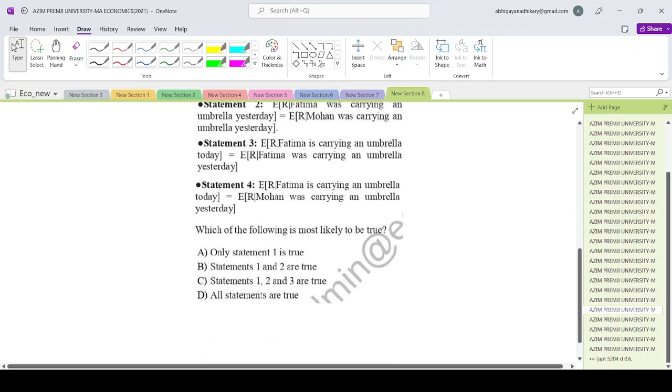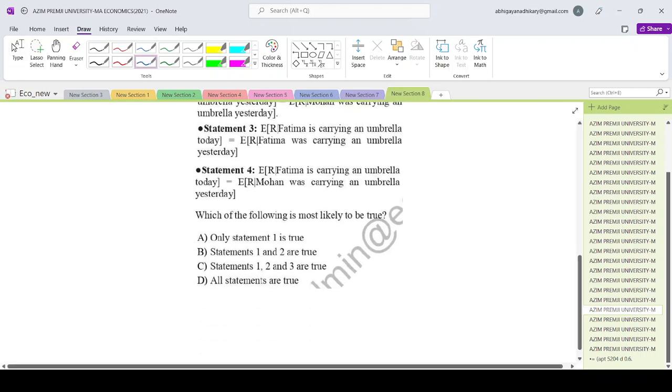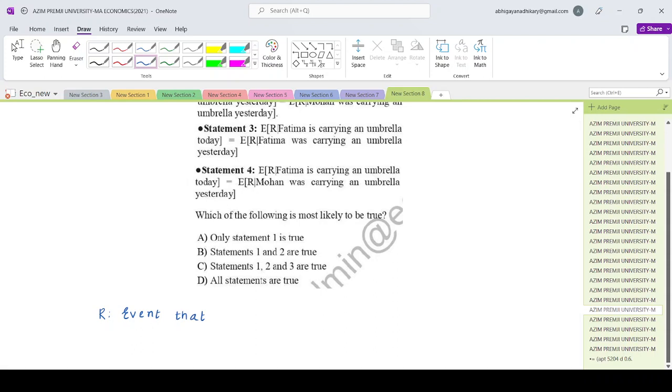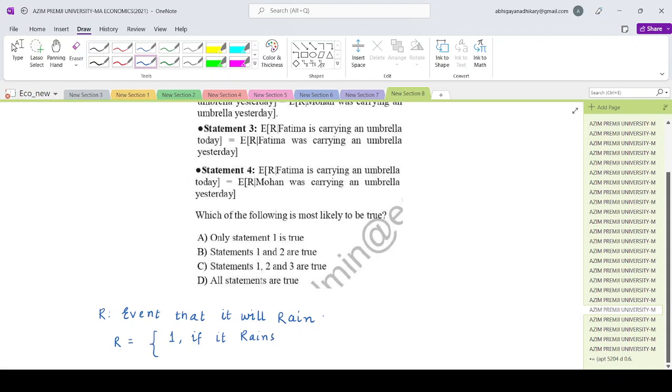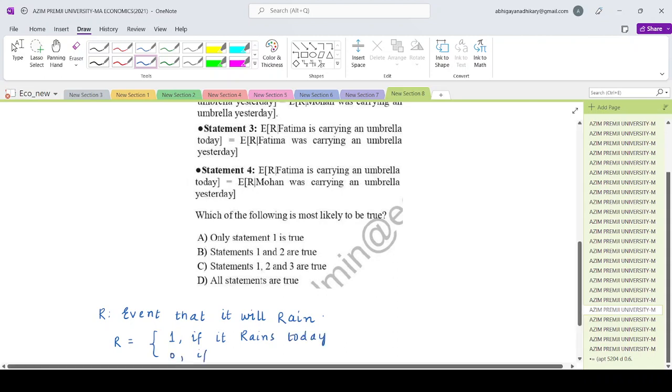So what is R? R basically denotes the event that it will rain, right? So let us say that it's basically a kind of binary variable, that is 1 if it rains today and 0 if it doesn't rain today.